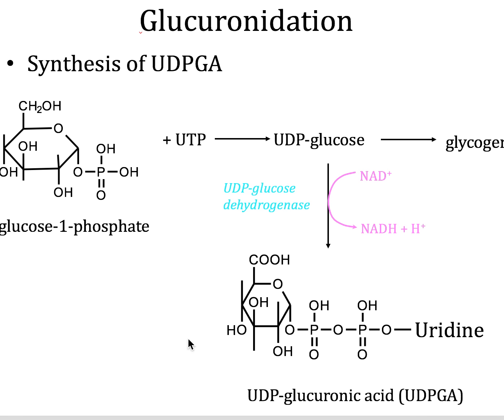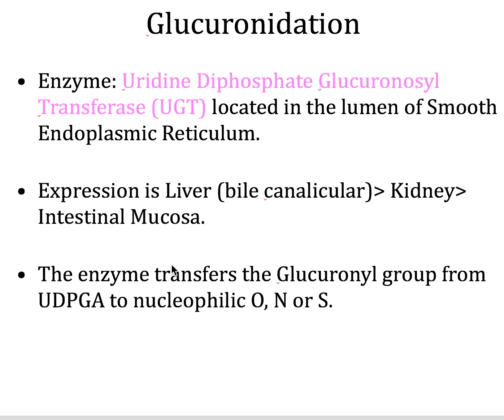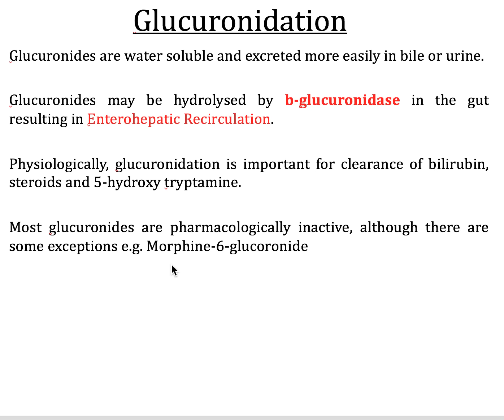For glucuronidation, UDPGA is right here, it's mentioned here, and you have UDP glucose dehydrogenase. This is the donor molecule, and this part is what we're most interested in right here. This is the UDP part, uridine diphosphate glucuronic acid, that we remove, and we take on board this part here. So remember, it can also form enterohepatic recirculation.